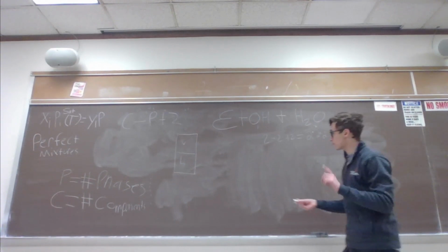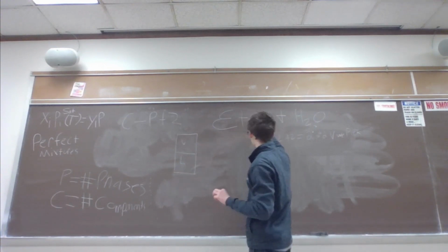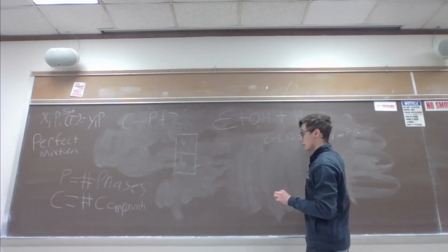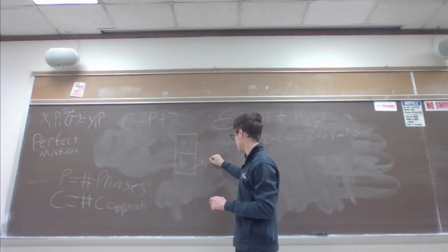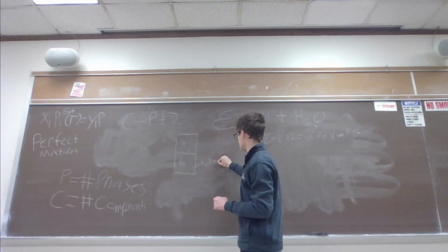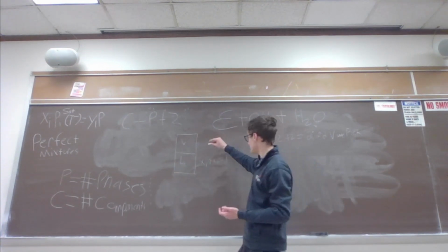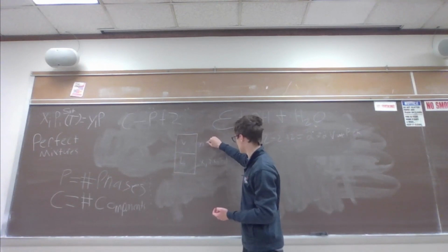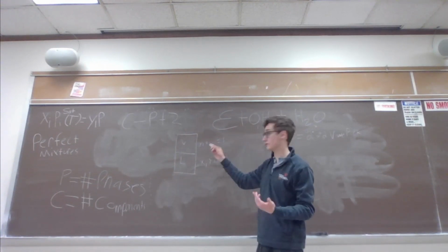Now let's look back at our tank here. We're going to call ethanol 1 and water 2. We know that x1 plus x2 equals 1, as these are the mole fractions. Same with y1 plus y2, and those equal 1, because again, these are the mole fractions.